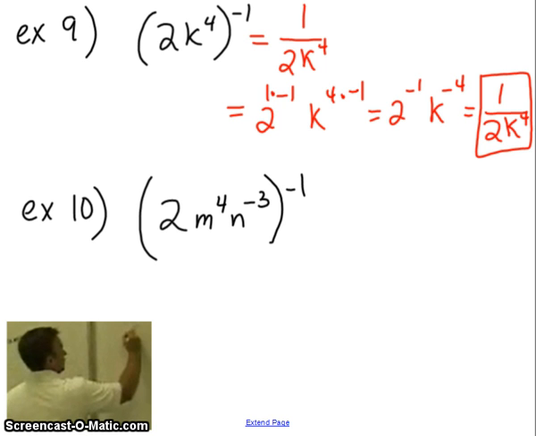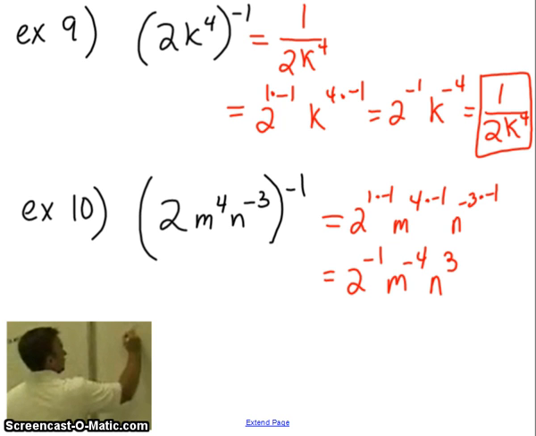Same thing with number 10. The whole thing is raised to the negative first power. So let's do this one out. 2 to the 1 times negative 1, m to the 4 times negative 1, n to the negative 3 times negative 1. 2 to the negative 1, m to the negative 4, n to the positive 3. Our 2 and our m are negative, so they go to the denominator, and the exponent becomes positive. And then the n has a positive exponent, so that stays in the numerator.